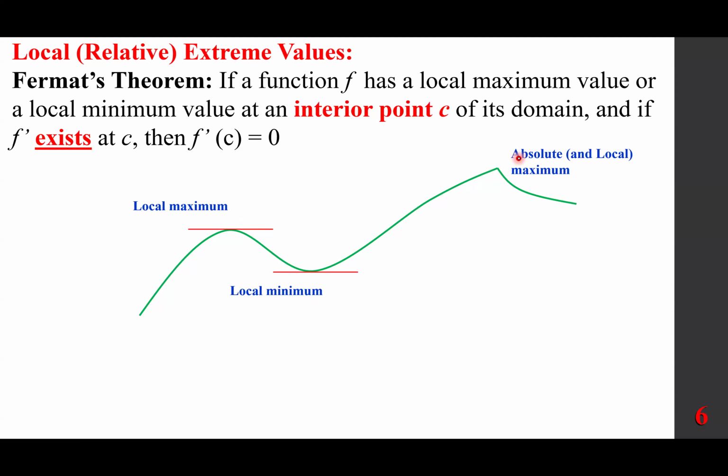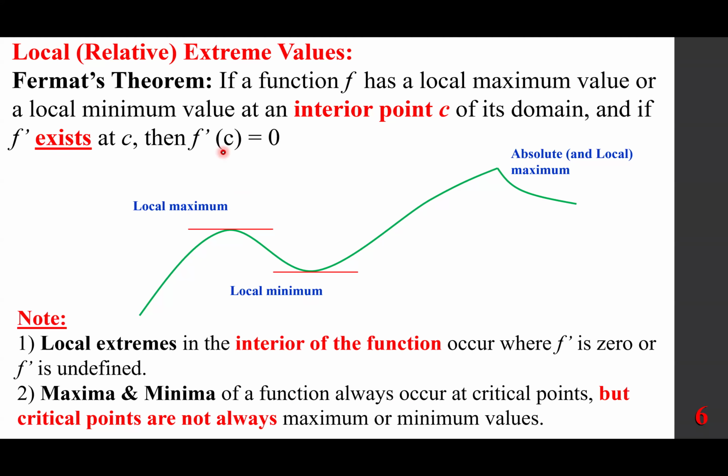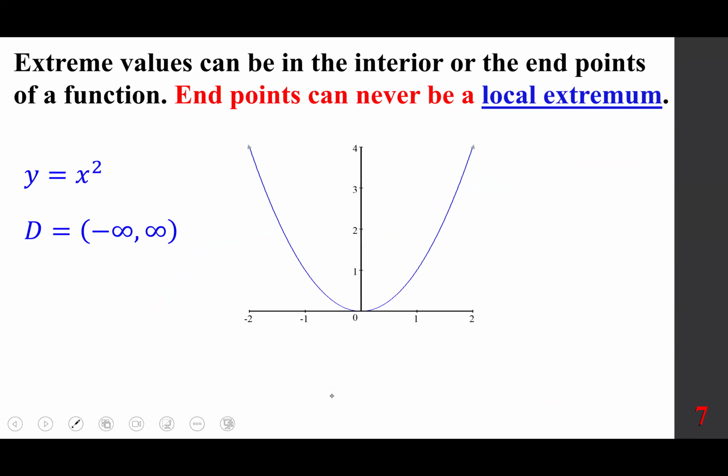So if f prime exists, then f prime of that point c must be 0. Note, local extremes in the interior of the function occur where f prime is 0 or f prime is undefined. Maxima and minima of a function always occur at critical points, but critical points are not always maximum or minimum values. The other way doesn't work necessarily. And local is always the interior points.